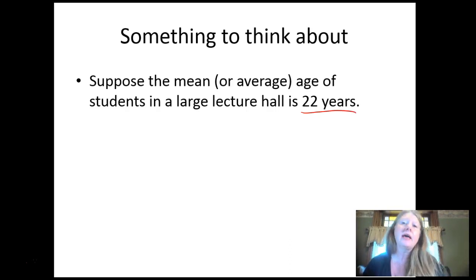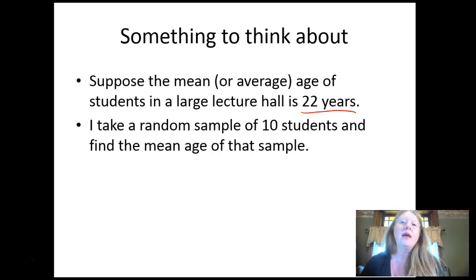And so let's just imagine we're thinking of that lecture hall as a population. So all the students in there comprise the population. Their average age is 22 years. And so if we're using that average to describe the population, we know we would have a parameter. Now, let's say that I take a random sample of 10 students and I find the mean age of that sample. So I would have a statistic.